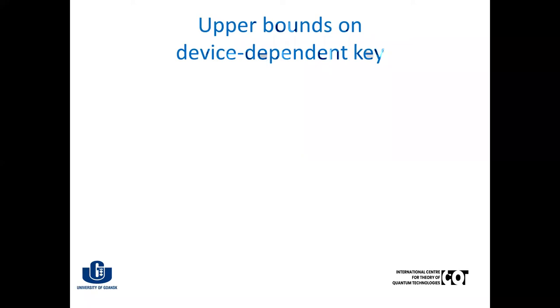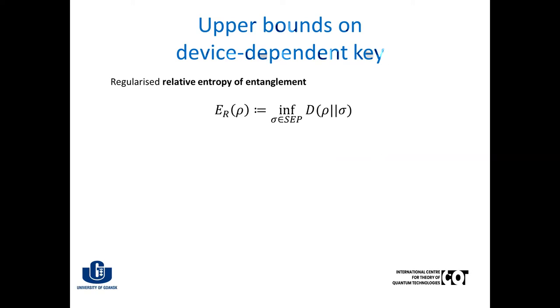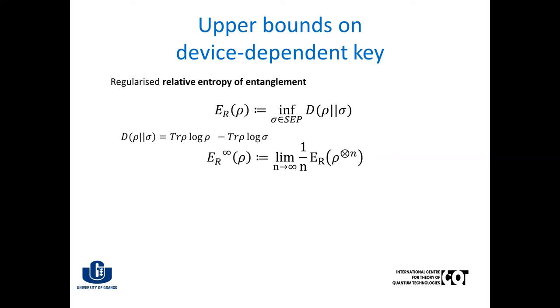Okay, so let us turn to upper bounds on device-dependent key. First, the upper bound is the regularized relative entropy of entanglement, denoted as E_R. This is the infimum over separable states sigma of the relative entropy distance of rho from sigma, which is defined by trace rho log rho minus trace rho log sigma. The regularized version of this function is that you take as an argument n copies of rho, so E_R of rho tensor n, divide it by n and take the limit. This quantity is an upper bound on the key, which was shown in that paper.